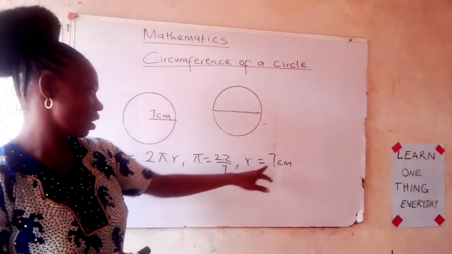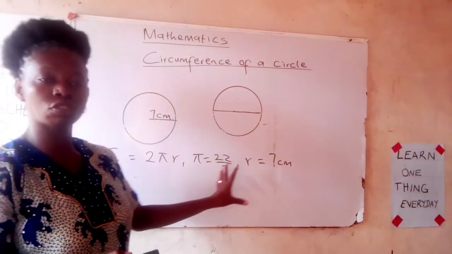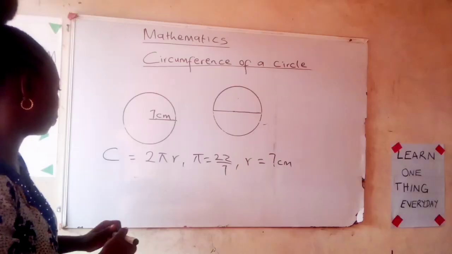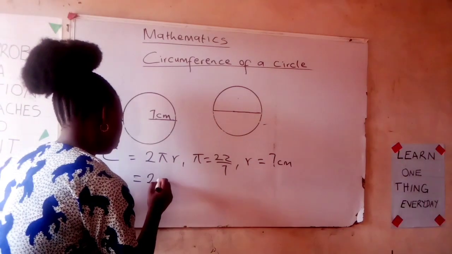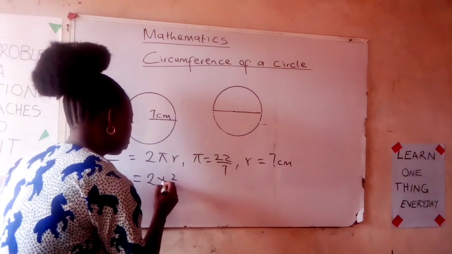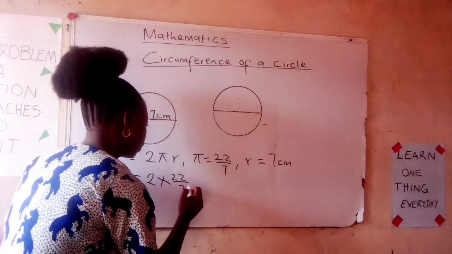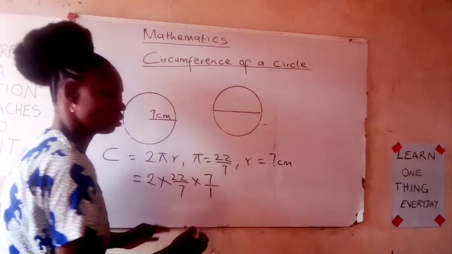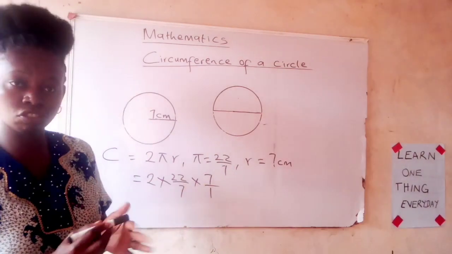r is 7 cm, pi is 22 over 7. We can substitute these numbers in the formula to find the circumference. How do we do it? Simply do like this: 2 times pi, 22 over 7, times r, 7. You can just write 7 over 1 just to make the 7 comfortable. The 1 doesn't change the value.